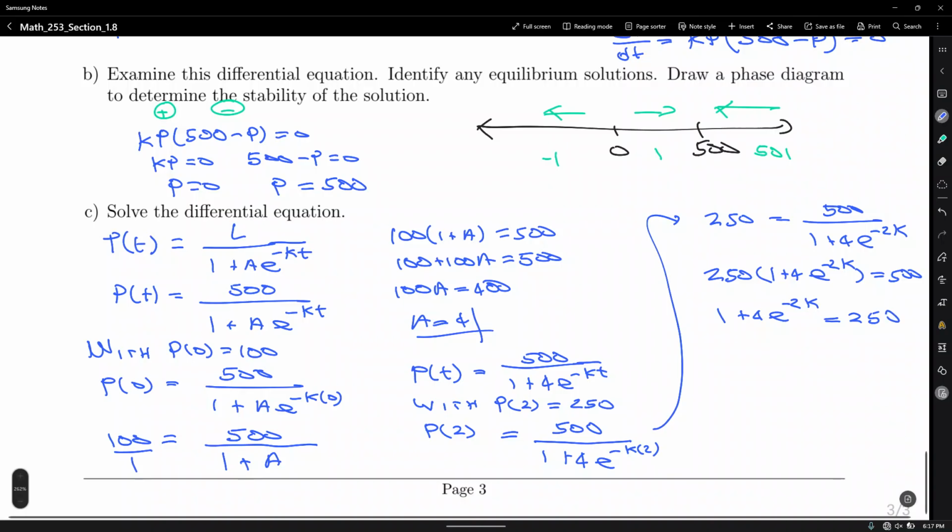Subtract 1, let's see, what should I do here? Oh, it's actually 2. You're right. I don't know why I was subtracting. Yeah, it's Monday, right? 4 e to the negative 2k equals 1, and then e to the negative 2k equals 1/4, and negative 2k equals ln of 1/4.